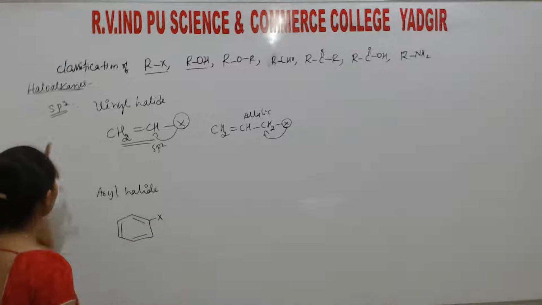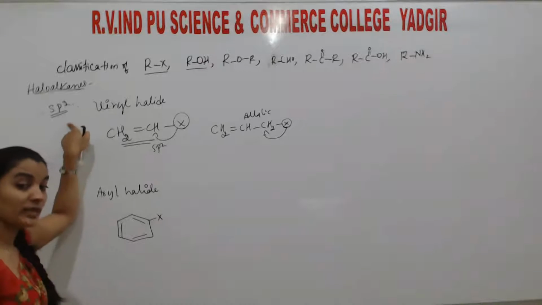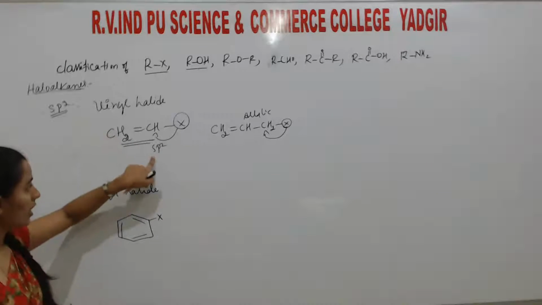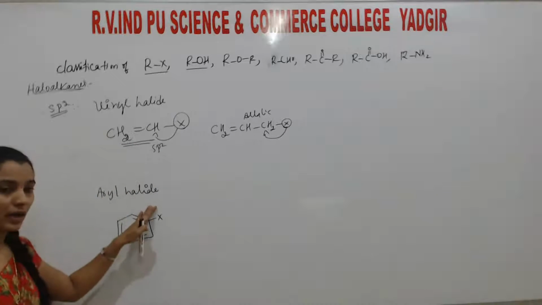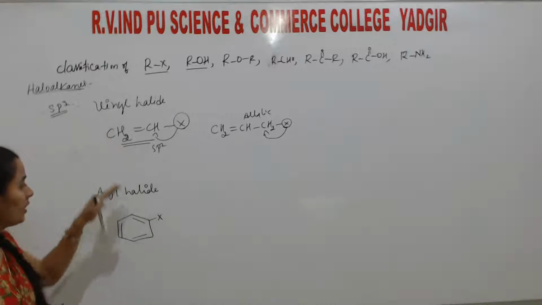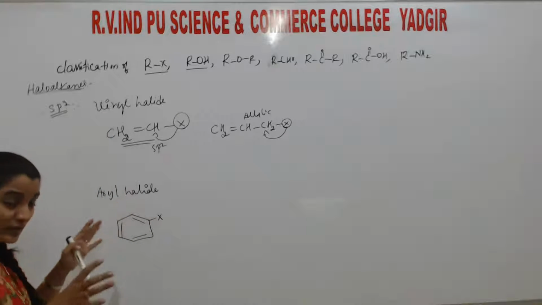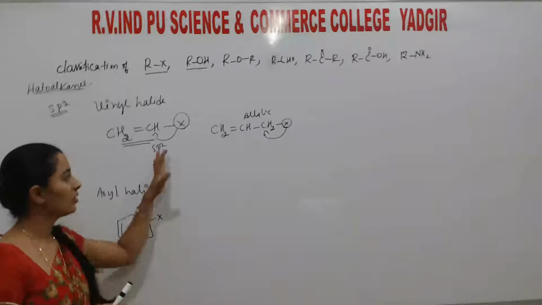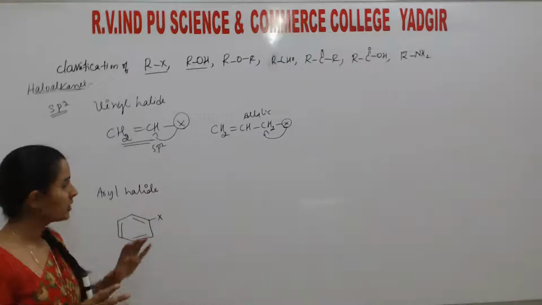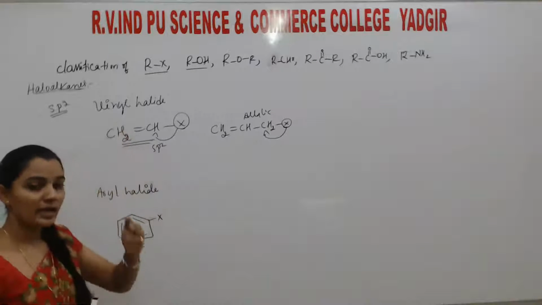Okay, so this is all about classification with respect to sp2 hybridized carbon. This is vinyl, this is allyl. This is just a classification. I am not telling, this is not a nomenclature. Are you getting? This is simply a classification.